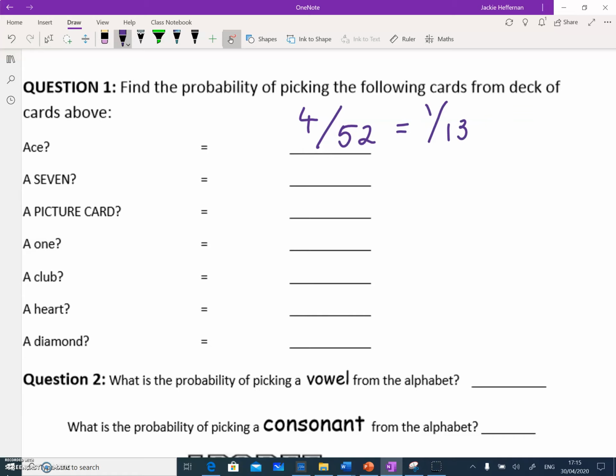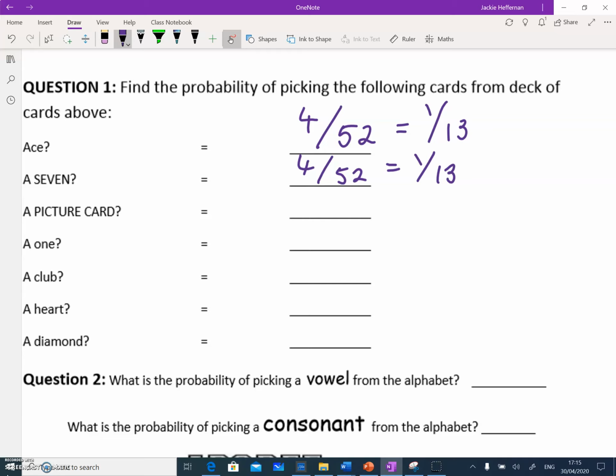How many sevens in the pack? Same again, 4 over 52. It's 1 over 13. If they don't ask for it in the simplest form, they should give you full marks for 4 over 52.